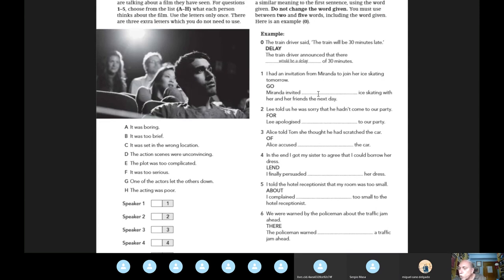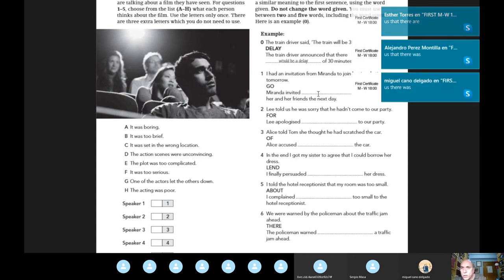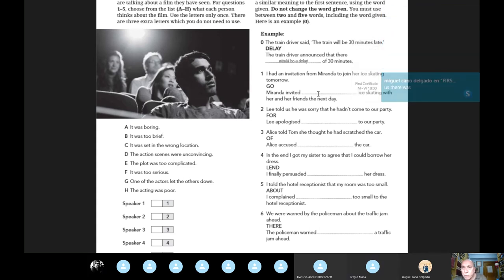The policeman warned us that there was... Well, listen, two possible answers here, because that is optional. Maybe you remember that. You can use it or not. So the answer can be, the policeman warned us that there was a traffic jam ahead, or the policeman warned us there was a traffic jam ahead. Both are acceptable, using "that" or omitting it, okay? Because "that", in these sentences, is optional.